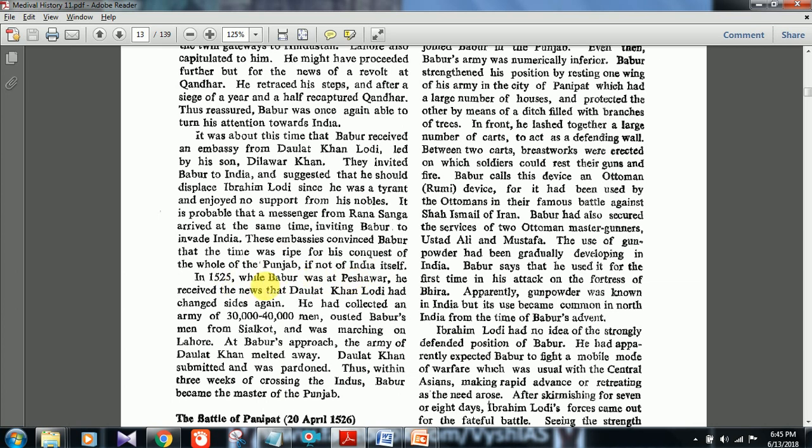So in 1525, while Babur was at Peshawar, he received the news that Daulat Khan Lodi had changed sides again. Okay, he had collected an army of about 30,000 men, ousted Babur's men from Sialkot and was marching on Lahore. At Babur's approach, the army of Daulat Khan melted away. Daulat Khan submitted and was pardoned. Thus, within 3 weeks of crossing the Indus, Babur became the master of the Punjab. Okay, so this is how he proceeded. Even though Daulat Khan switched sides, he had only invited Babur. But finally, seeing the strength of Babur, Daulat Khan submitted under him and was pardoned. It's not like he was killed or arrested. He came under Babur. Now Babur will have the control of Punjab.